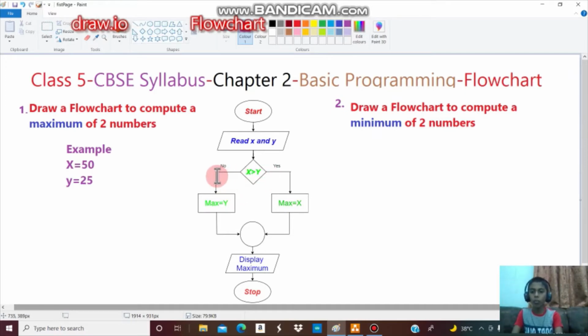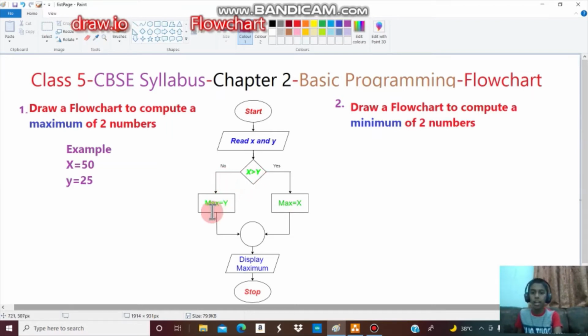And then we have a flow line. It is going in a left direction and in a down direction. And the flow line says no. So X is greater than Y. If it is no, X is not greater than Y. That means Y is greater than X. No means Y is greater than X.